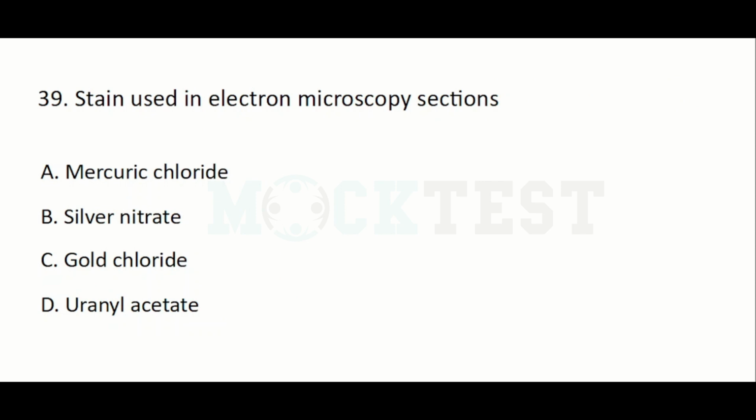Stain used in electron microscopy sections. Option A, mercury chloride. Option B, silver nitrate. Option C, gold chloride. Option D, uranyl acetate. The stain used in electron microscopy sections is option D, uranyl acetate.